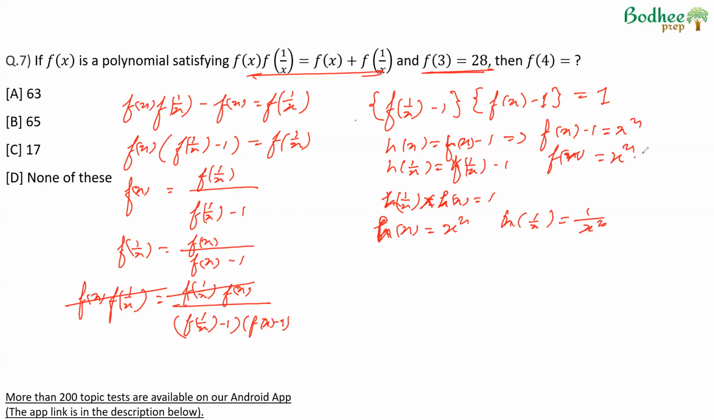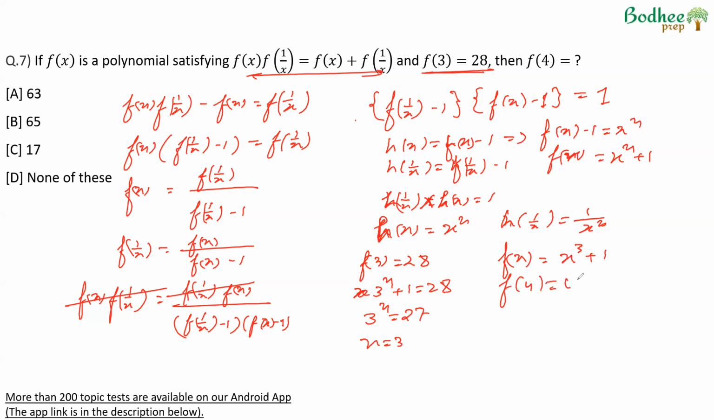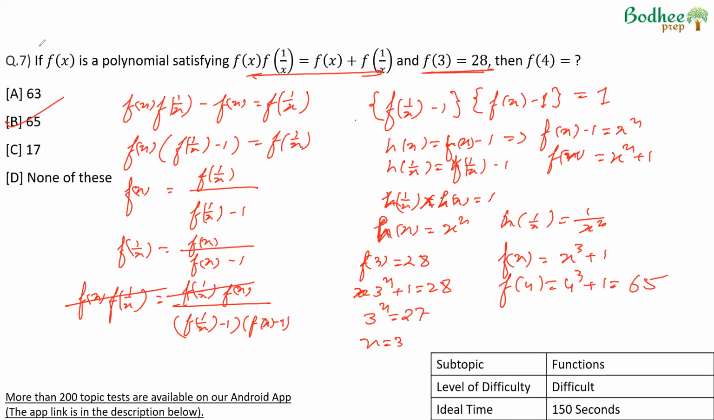Now we know that f(3) is equal to 28. So 3 raised to power n plus 1 is equal to 28, which means 3 raised to power n is equal to 27. This gives us n as 3, because 3 cube is 27. So my net function f(x) becomes x cube plus 1. So what will be the value of f(4)? 4 cube plus 1, which is 65, becomes the answer. Now solving the question, I would say, is a difficult question.